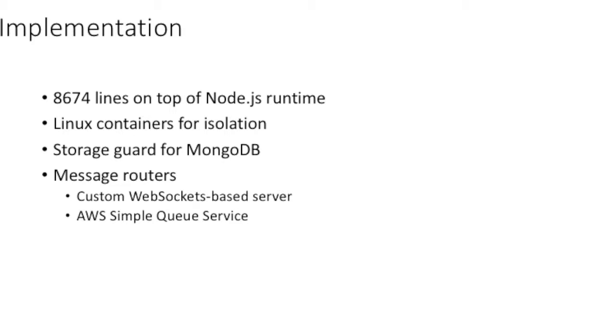We implemented Radiatus in about 8,674 lines of code on top of the Node.js runtime. We use Linux containers for isolation. We've written a storage guard for MongoDB, and we wrote two message routers, a custom one based on WebSockets and one backed by the AWS Simple Queuing Service.